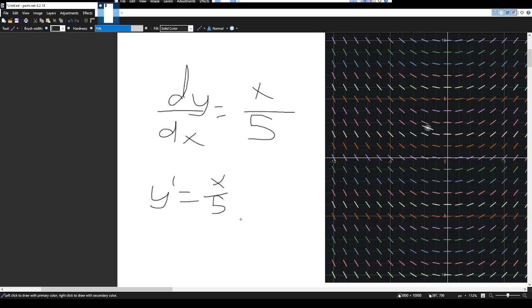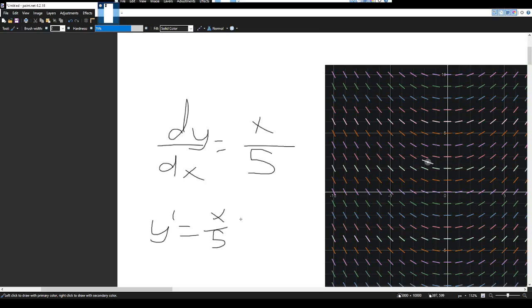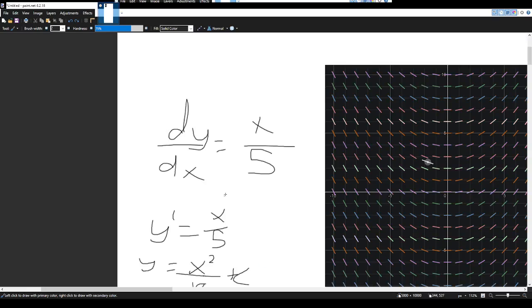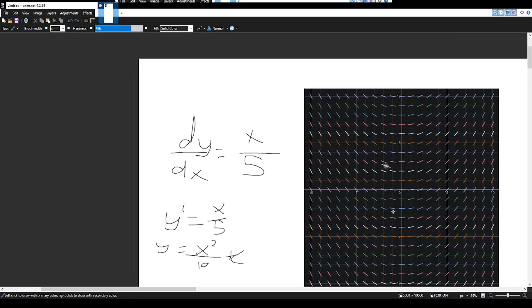So now, one way we could solve this is to integrate both sides, right? Because then this would be y, this would be what? x squared over 10 plus c, right? And that works, right? But it's not always going to be so easy to find a solution like that. So sometimes you're going to want to visualize it like this.